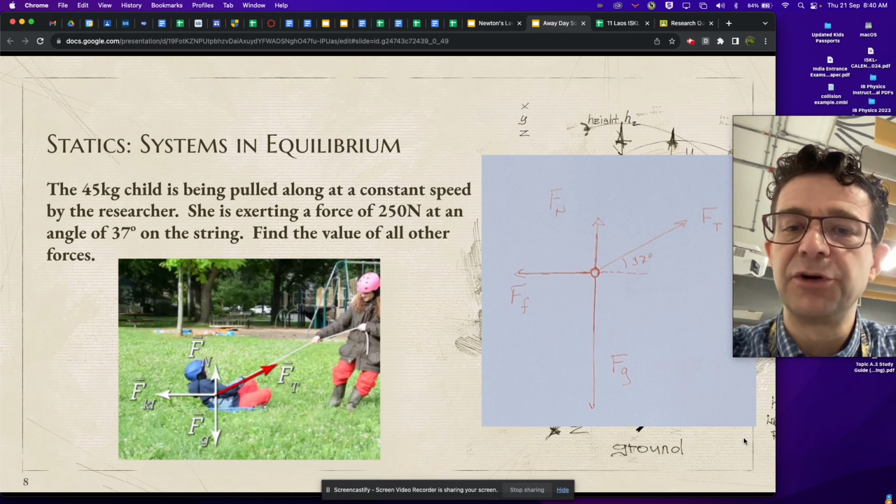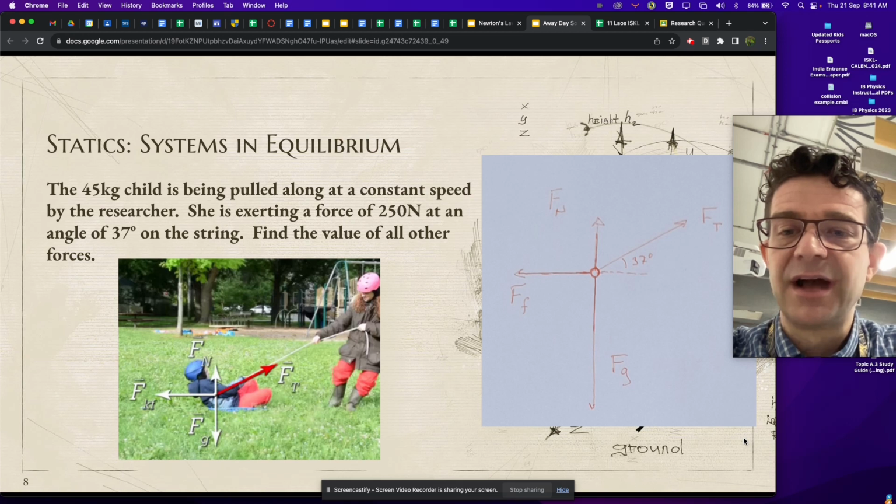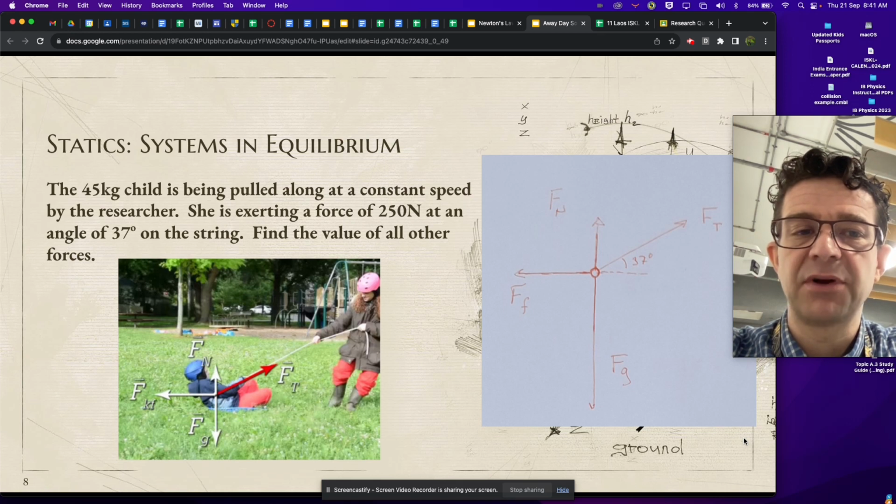I've done a little bit of a pair of vertical and horizontal axes. And now I've added the four different forces here. Now, how have I chosen to draw the size of these forces? Well, I've drawn the tension force first, and I'm thinking about that as having a magnitude of about 250 newtons. And I'm guessing the force of friction is going to be similar because the child is moving at a constant speed.